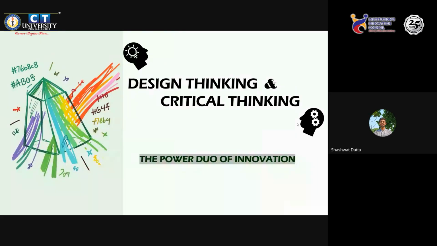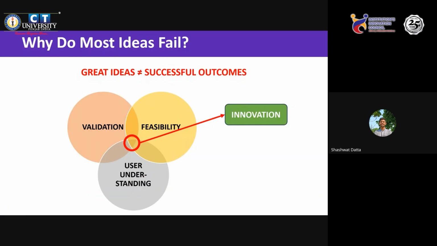Hi everyone, welcome to the session. For the next hour, we are going to talk about something that has changed the way I solve problems, and it can definitely change how you solve your problems too. Today's topic is design thinking and critical thinking. By the end of this session, you'll have a simple framework that works for everything from designing a product to solving a policy problem.